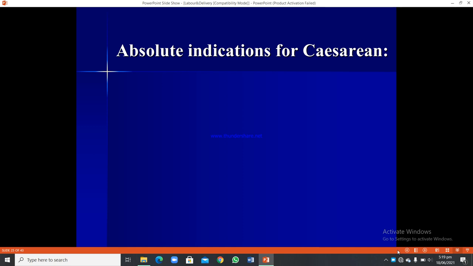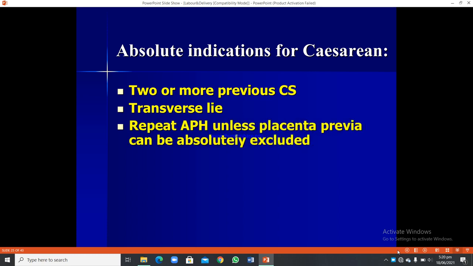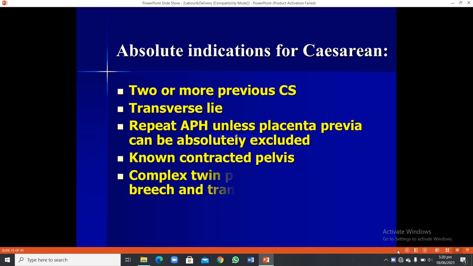Part 2 of the lecture, that is labor and delivery. Today I am going to explain about the absolute indications for the caesarean section. Two or more previous caesarean sections, transverse lie, repeat antepartum hemorrhage unless placenta previa can be absolutely excluded, non-contracted pelvis. If the pelvis is contracted, then of course every time caesarean section is indicated. Complex twin presentations, for example breech and transverse lie.